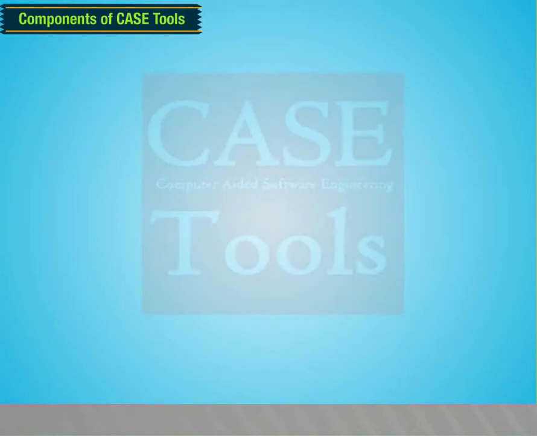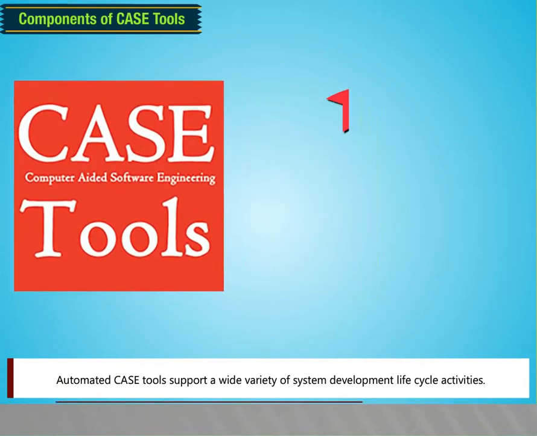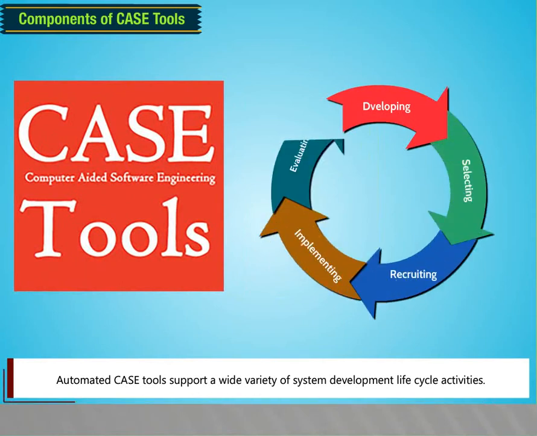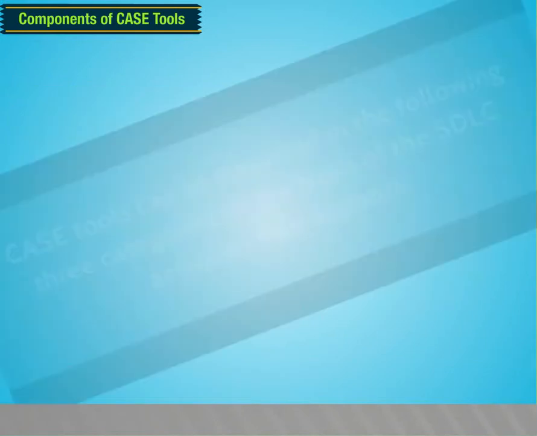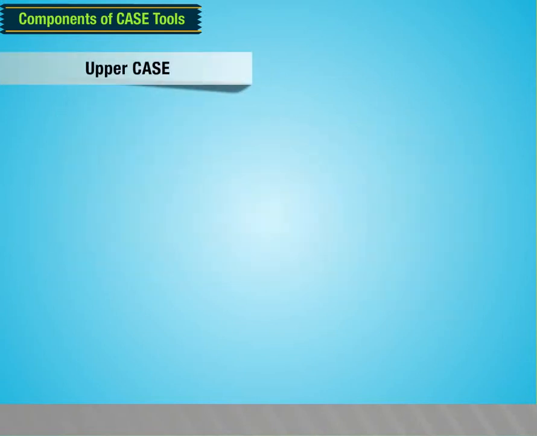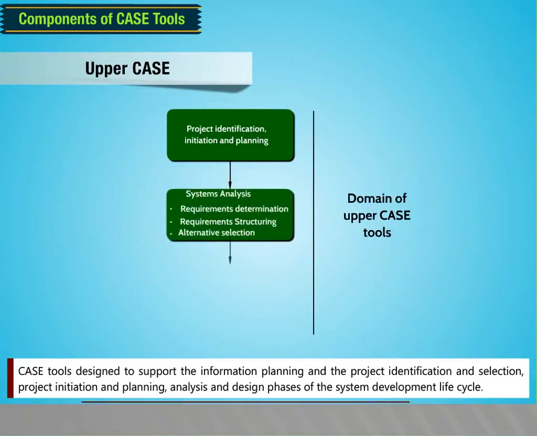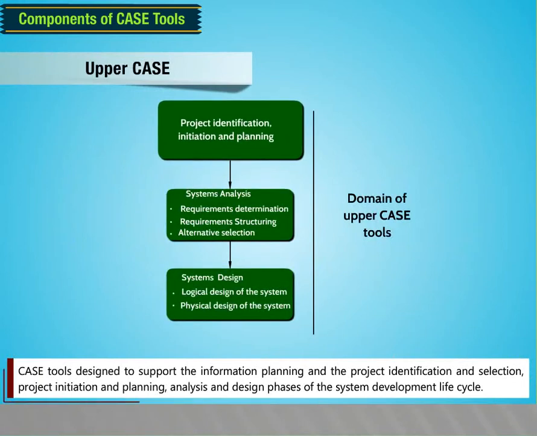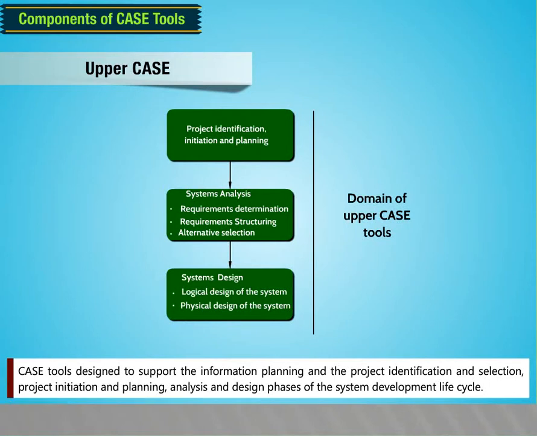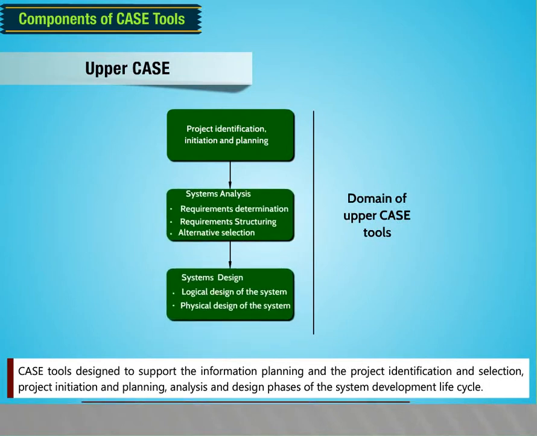Components of CASE tools. Automated CASE tools support a wide variety of system development lifecycle activities. CASE tools can be classified in the following three categories on the basis of the SDLC activities they support. Upper CASE: CASE tools designed to support the information planning and the project identification and selection, project initiation and planning, analysis and design phases of the system development lifecycle.